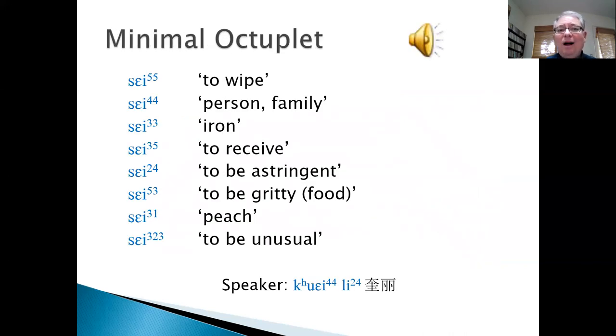And here I have a minimal octuplet to show you what these tones sound like.